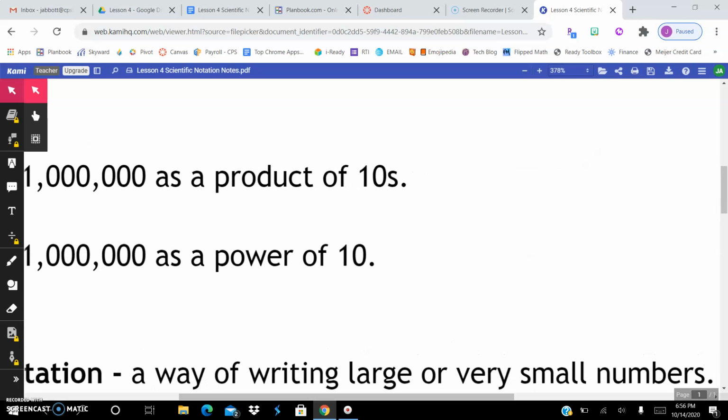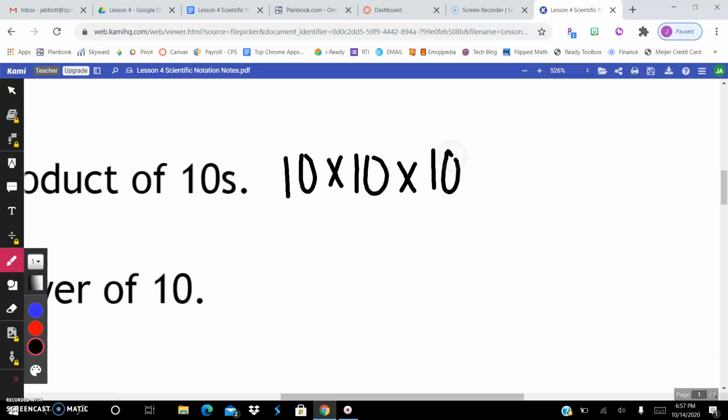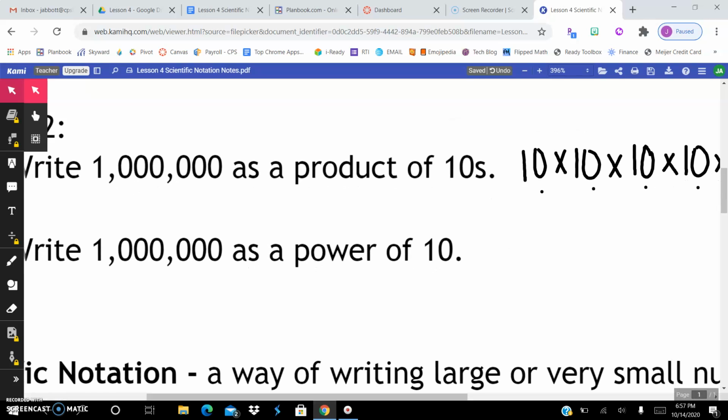So if I think about a million, I've got to get to a million. So I'm going to multiply 10 times 10. That would be 100. 100 times another 10 would give me 1,000. 1,000 times 10 would give me 10,000. 10,000 times 10 would give me 100,000. And 100,000 times 10 would give me a million. So if I count 1, 2, 3, 4, 5, 6 zeros, and I come back and look at a million, 1 million has 6 zeros as well. So that's a product of tens, a bunch of tens multiplied together.